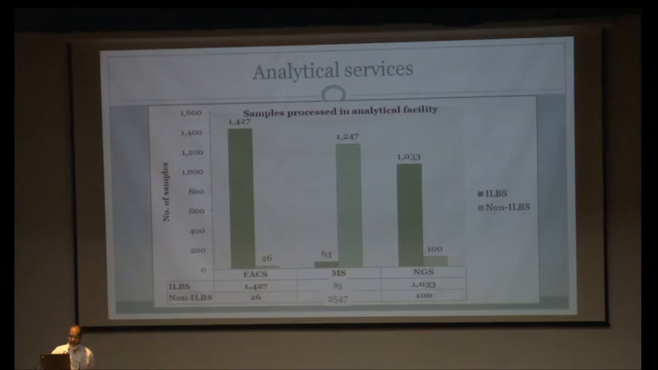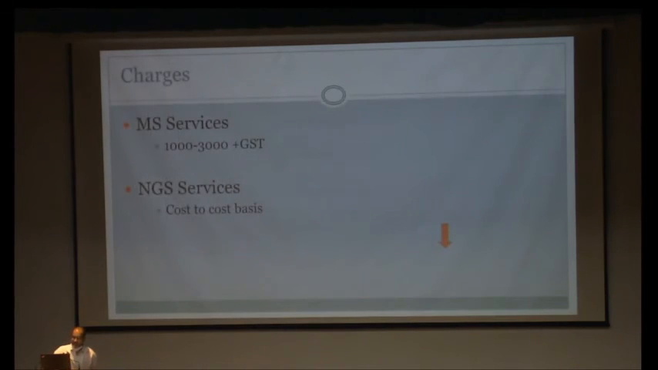So we have done close to 1500 in NGS and FACS, and more than 2500 in MS for the ILBS as well as for the non-ILBS investigators. The charges are 1,000 to 3,000 plus GST, and NGS services are on a cost to cost basis. For these MS services, because we have collaborated with an external agency, the charges are placed here, but internally Dr. Jaswinder is providing that. He is a biologist and a scientist, so it is better that you avail the services in-house.